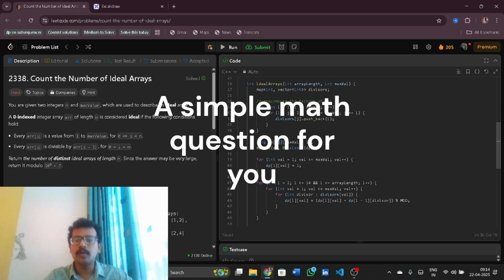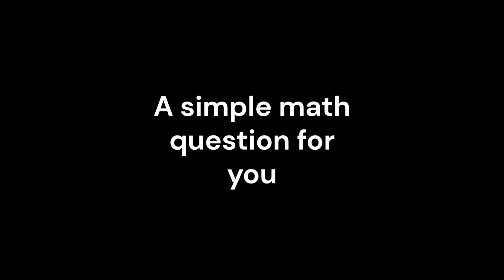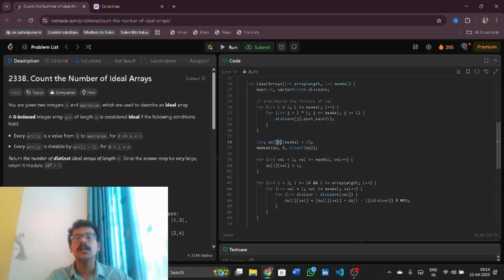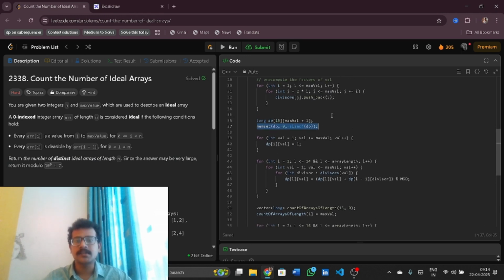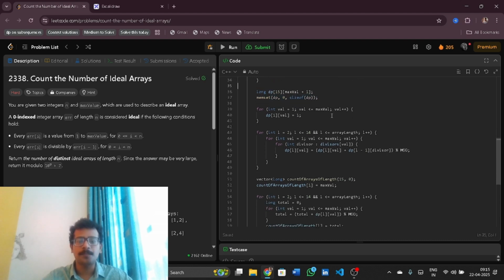Why? If you know why I am taking dp of 15, just comment in the comment section why I am taking this 15, if you know, right? Now memset dp, and this is nothing but dp is set with memset.